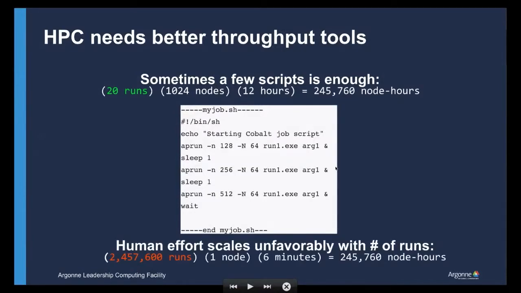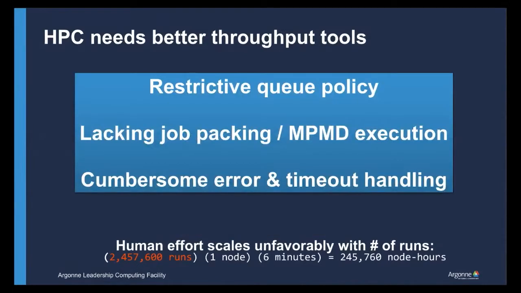But when you go to a very large number of jobs, the human-in-the-loop effort becomes unmanageable. And this is caused by a number of issues. Specifically at the ALCF, we have restrictive queue policies that favor capability jobs. So bundling small jobs into large jobs is really favored if you want to get a lot of small calculations through. And then even once you're through the job queue, the facilities for launching a large number of small or parallel programs are kind of lacking.